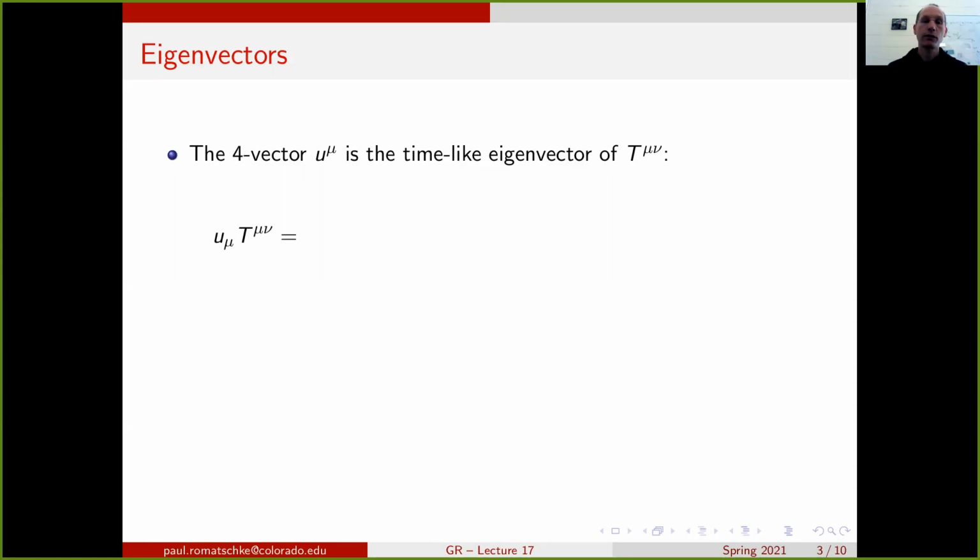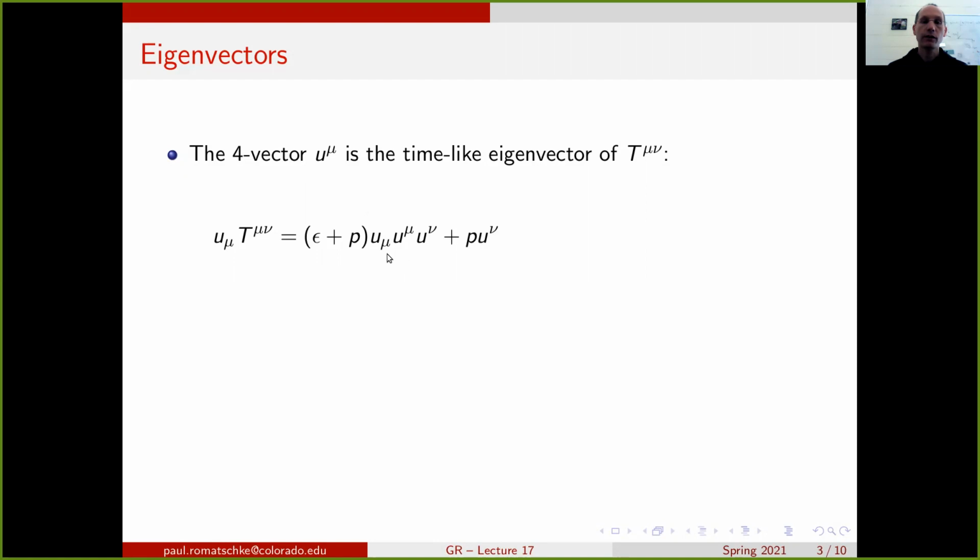To get started, recall that the 4-vector U^μ is a time-like eigenvector of T^{μν}. To see this, take the projection of T^{μν} with respect to U_μ, where projection always means that we have the same index appearing in both of the quantities that we want to contract. If you plug in the form of the energy momentum tensor, one term contains the metric tensor g^{μν} times U_μ, that's the term that was proportional to the pressure. And since the 4-vector together with the metric tensor always gives back the 4-vector, we have this term to be given by P times U^ν.